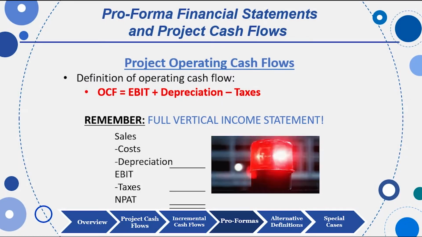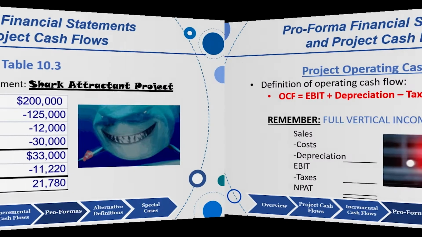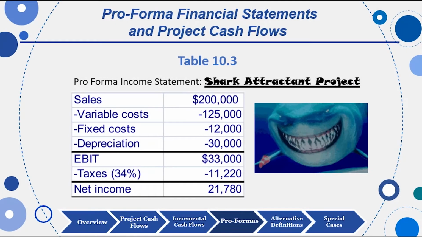Remember, a full vertical income statement. Don't do it horizontally, vertically. Don't stop till you get the swoosh swoosh at the bottom. For obvious reasons, because if there's no interest expense on the income statement, I can go NPAT plus D to get a quick look at the operating cash flow. So in this case, NPAT plus D is equal to $21,780 plus $30,000 or $51,780. I'll get that for 3 years, $51,780, $51,780, $51,780.